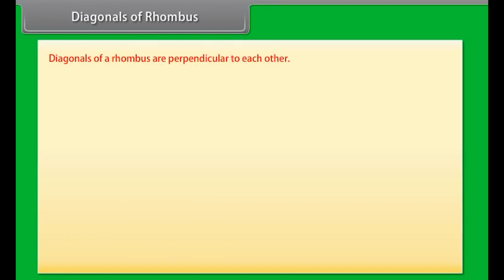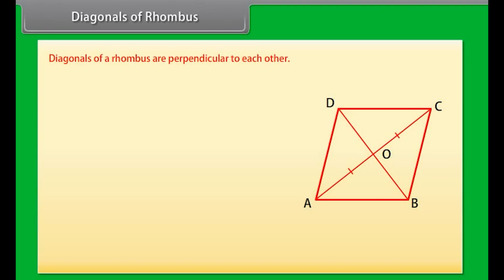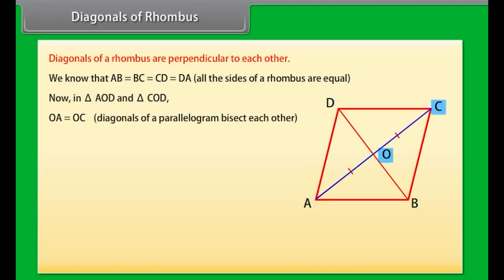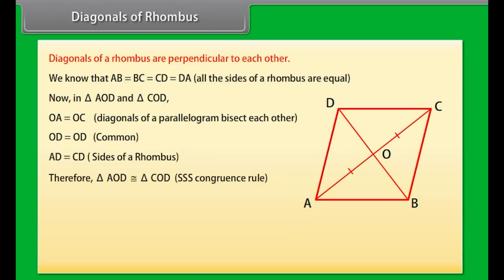Diagonals of a rhombus. Let us now prove that the diagonals of a rhombus are perpendicular to each other. Consider the rhombus ABCD. We know that AB is equal to BC is equal to CD is equal to DA, because all the sides of a rhombus are equal. Now, in triangle AOD and triangle COD, OA is equal to OC because the diagonals of a parallelogram bisect each other. OD is equal to OD, common. AD is equal to CD, sides of a rhombus. Therefore, by using SSS congruence rule, triangle AOD is congruent to triangle COD.